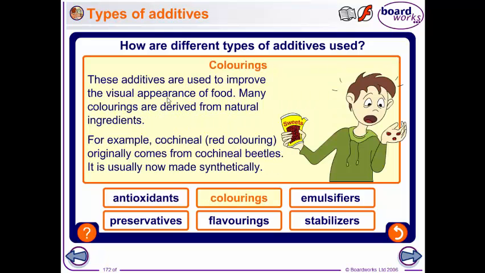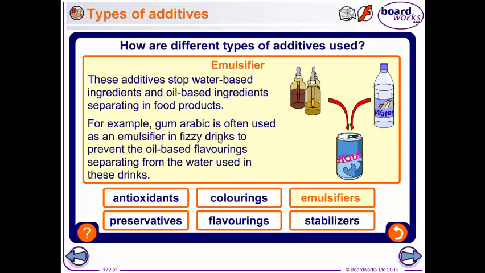Second one's colorings. It's pretty simple. They improve the appearance of the food, the visual appearance. And you can add cochineal to it, which is red colouring, which originally came from cochineal beetles, but today is made synthetically. You've got emulsifiers. Now, water and oil don't mix, and emulsifiers allow water and oil to mix to stop them separating out.